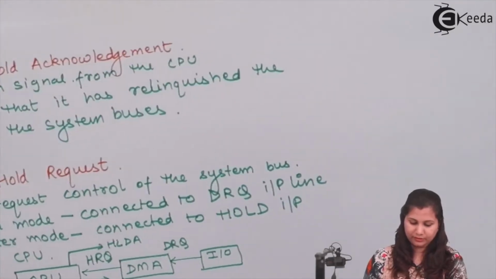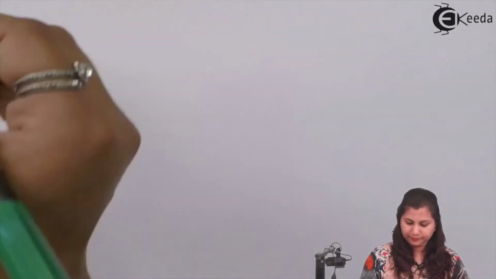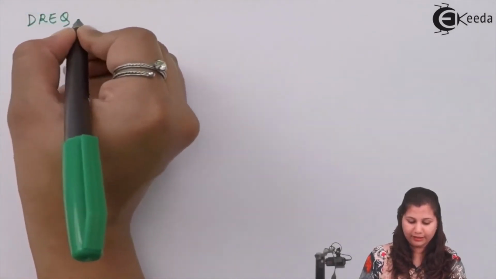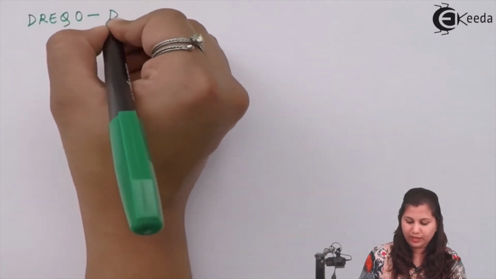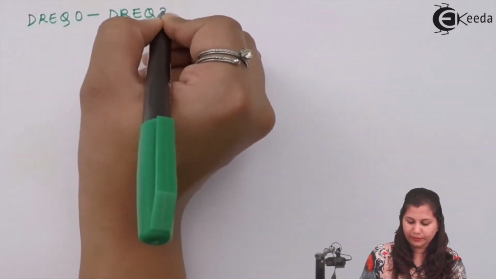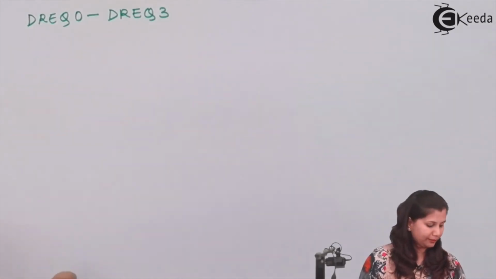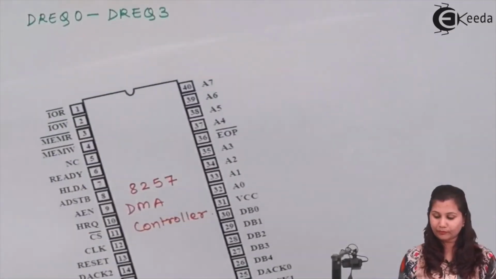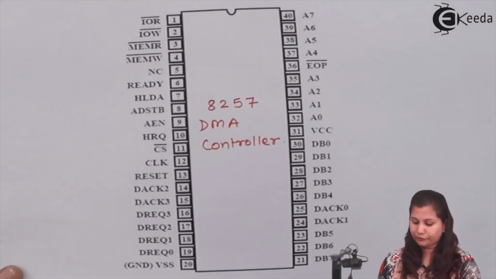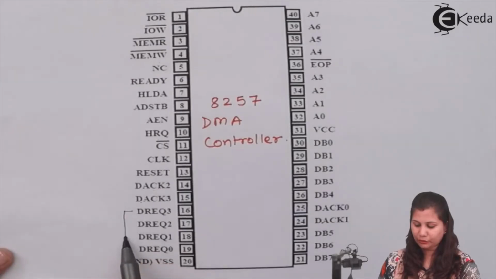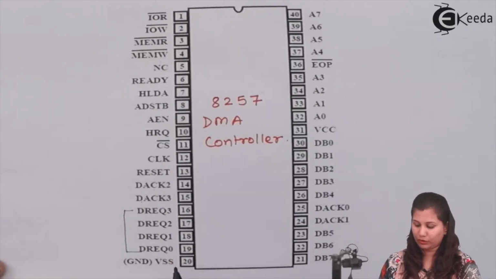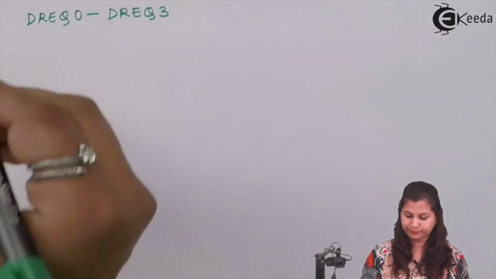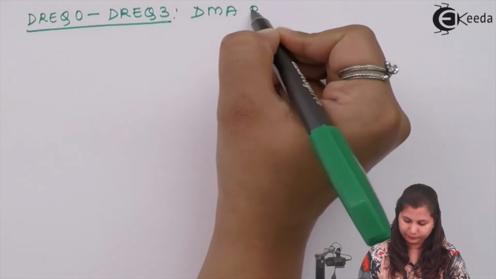Next we have the DMA request signal for each of the channels, DREQ 0 to DREQ 3. So we have 4 signals in the pin diagram. We can see in the pin diagram the 4 request signals, DREQ 0 to DREQ 3. These are the 4 channels' DMA requests. Okay.